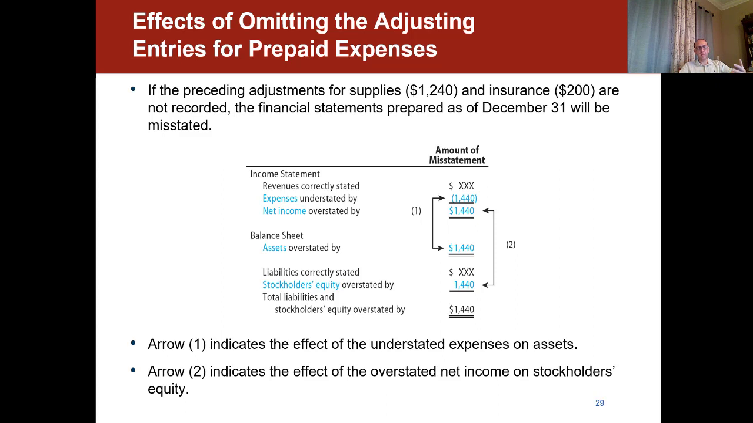And then for the balance sheet, the assets would be overstated because our prepaid insurance and our prepaid supplies are going to be kept at their original value without reducing them. So that would make them overstated. Liabilities are not going to be affected, but our stockholders' equity would be overstated because the net income was overstated. So error number 1 indicates the effect of understated expenses on assets, and error number 2 indicates the effect of the overstated net income on stockholders' equity. And I told you the relationship is always the same between net income and stockholders' equity.